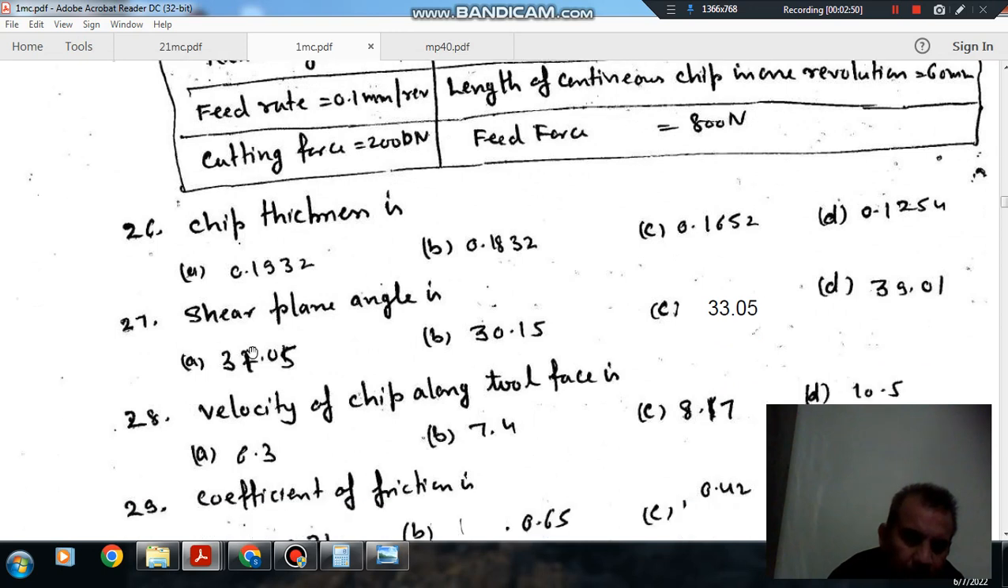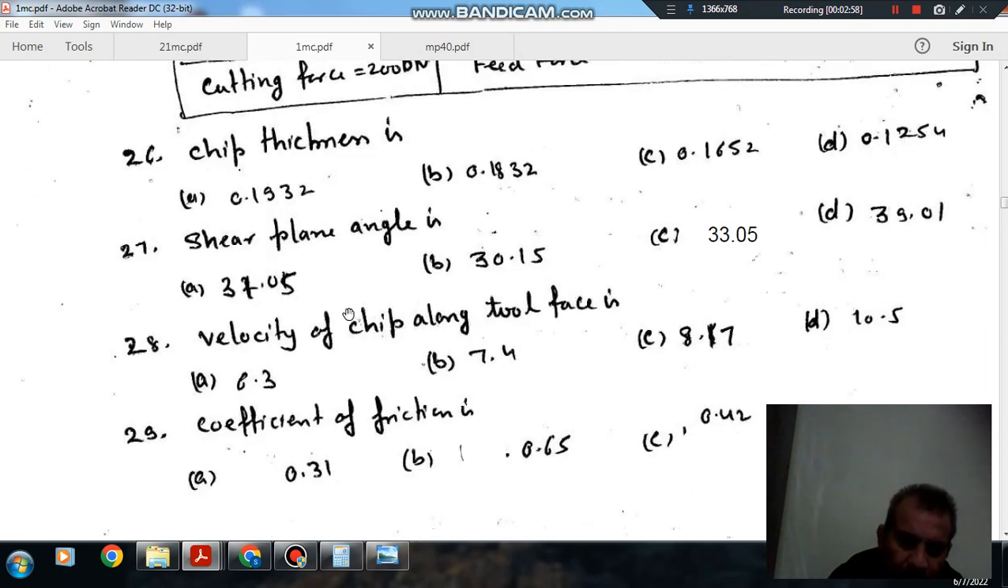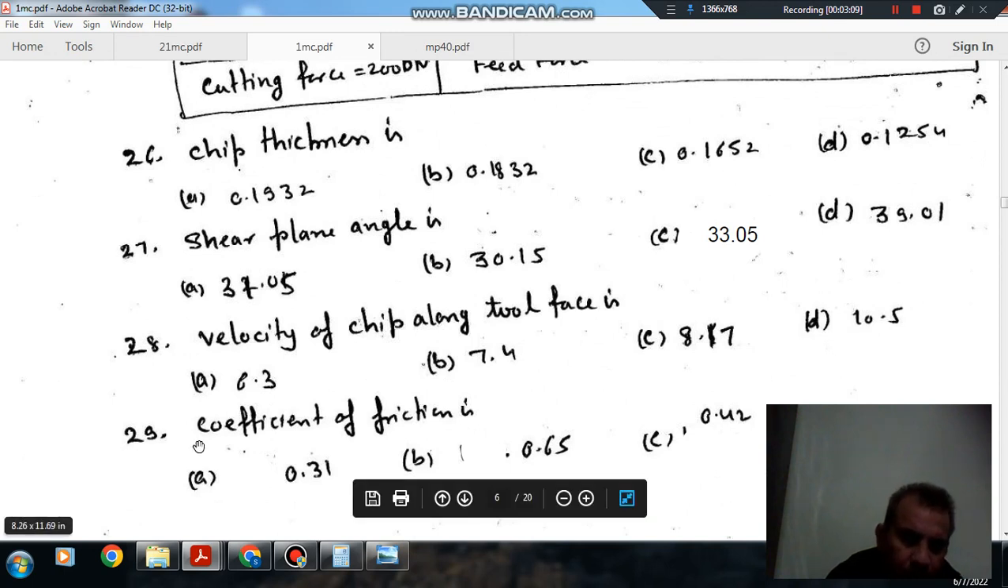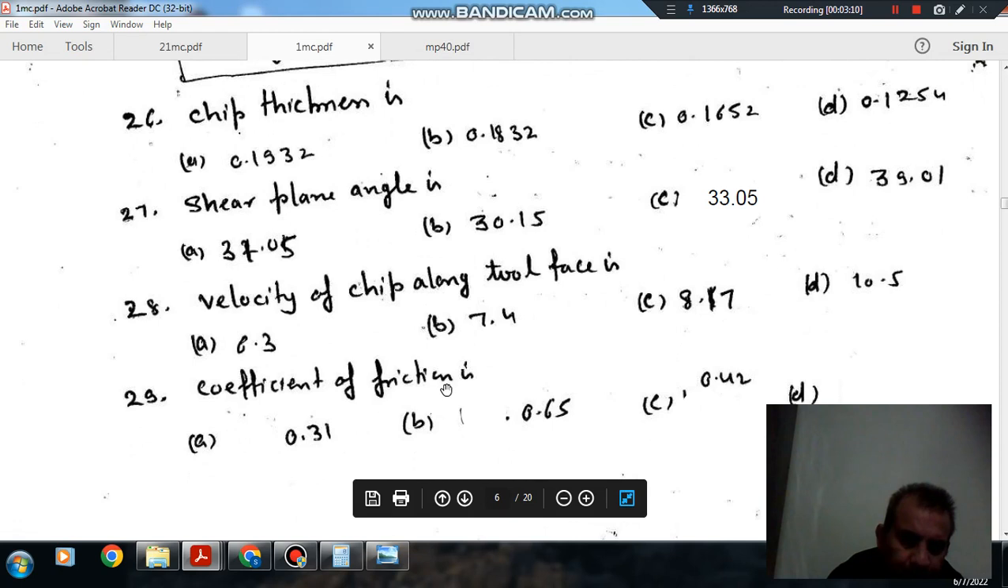0.1254 mm. Question 27: the shear plane angle is option A 31.05, option B 30.015, option C 33.05, option D 39.01. Question 28: the velocity of chip along tool face is option A 6.3, option B 7.4, option C 8.17, option D 10.5. Question 29: coefficient of friction is option A 0.31, B 0.65, C 0.42 and D 0.51.